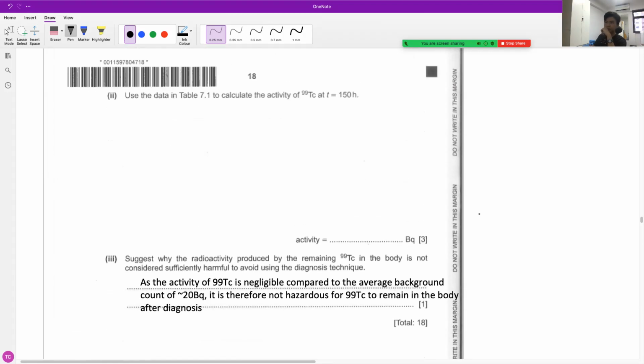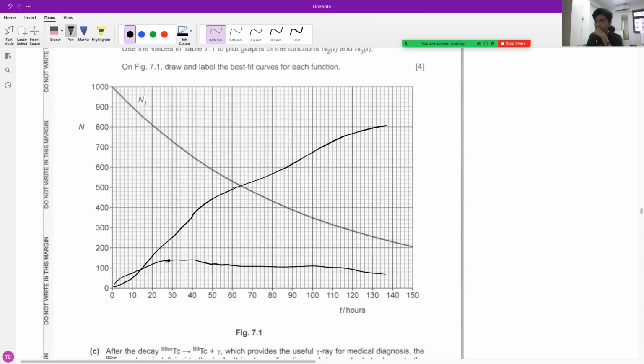Okay, so using the data, calculate the activity of 99 Tc at 150 hours. So, 150 hours.